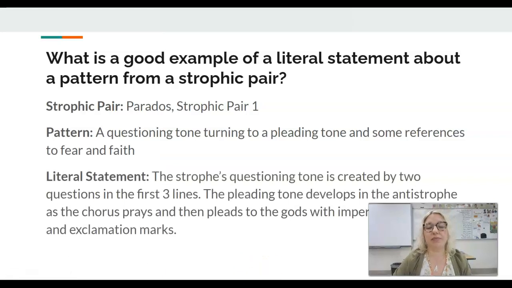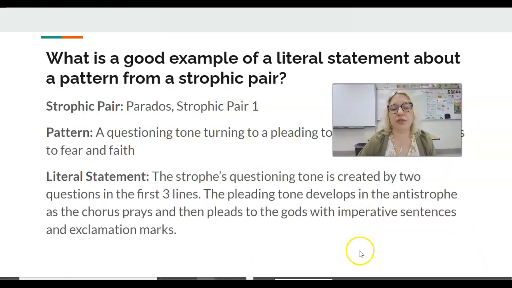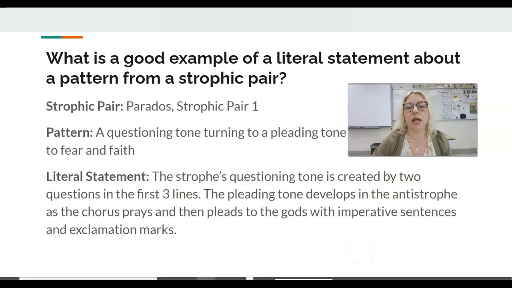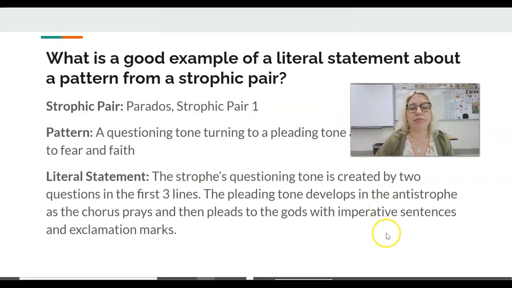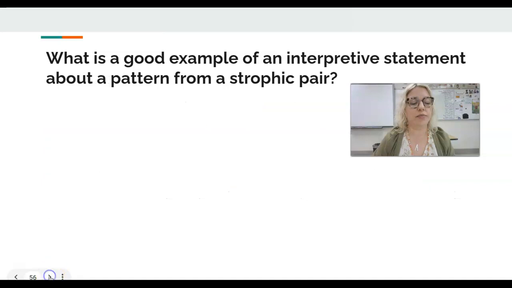Here's the literal statement. The strophe's questioning tone is created by two questions in the first three lines. The pleading tone develops in the antistrophe as the chorus prays and then pleads to the gods with imperative sentences and exclamation marks. Right. It is a good literal statement. It's clear, concise, and true, focusing on language from the strophic pair.